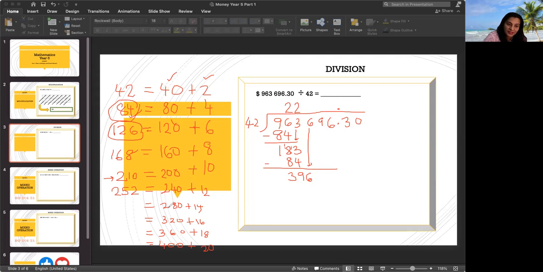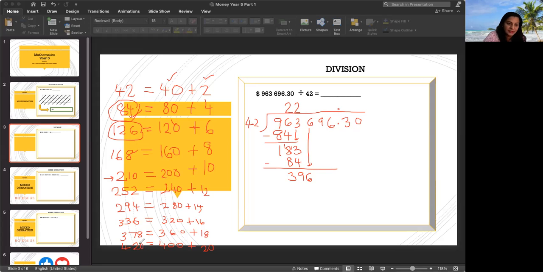280 plus 14 would be 294. Okay. 320 plus 16 would be 336. I'm doing all this using mental maths. 20 plus 16, it's 36. 60 plus 18, that's 78. So I'll just keep my 300 in front. Okay. And finally, this is 420.